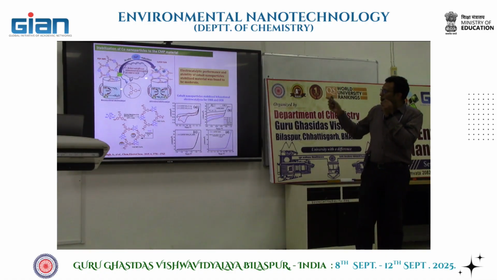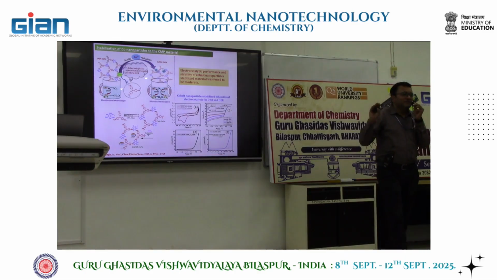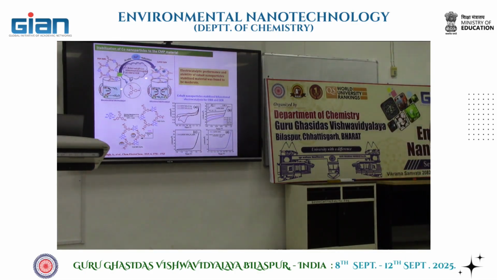I have not shown the data, but if you see the stability towards OER, then it remains moderate because these are nanoparticles. Over a period of time or over several cycles, they start leaching out, right? So maybe after 12 hours or 14 hours, you will find that the cobalt nanoparticles are leaching out from the material and you are losing the activity for the OER.